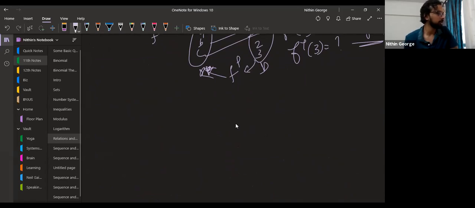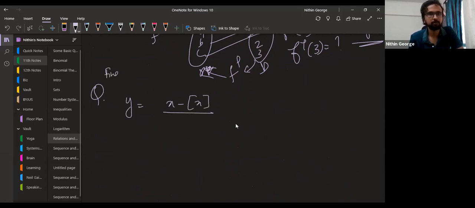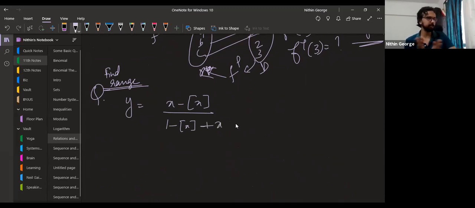Okay, let's solve a question. Find the range of. I am not going to start with easy questions now. I think we have enough to level up a little bit, to challenge ourselves a bit. Okay. Try this question, come on.